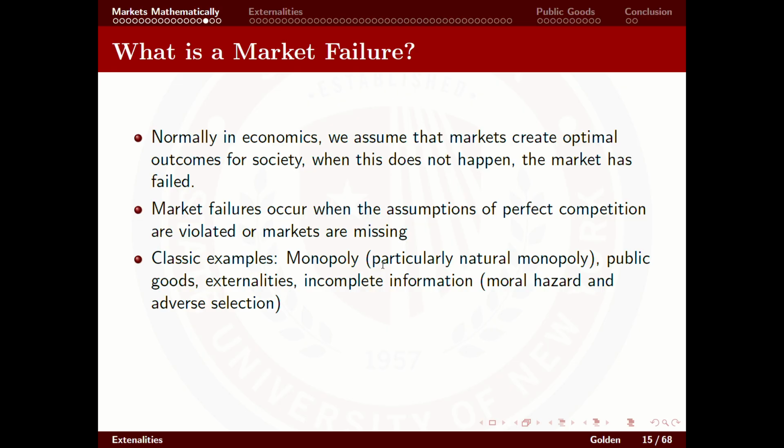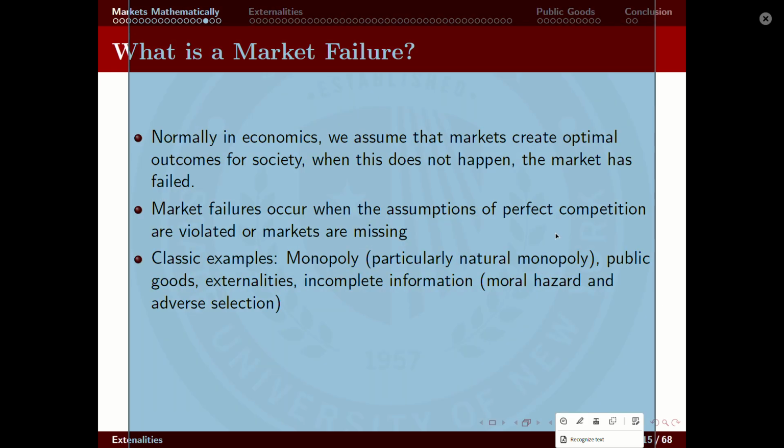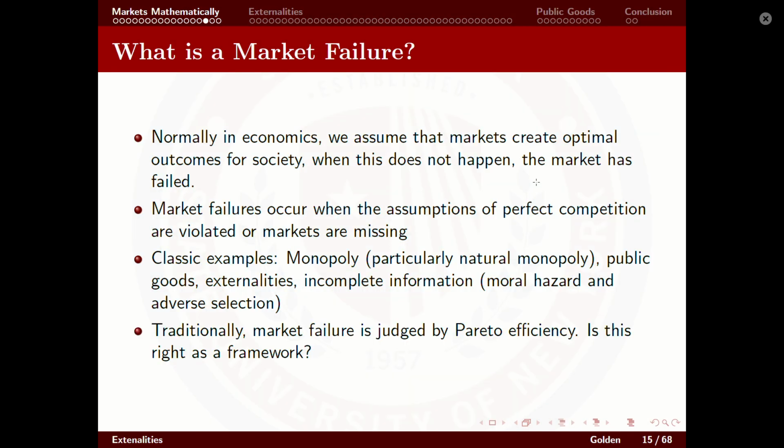So market failure occurs when the assumptions of perfect competition are violated or markets are missing. Classic examples: monopoly violates the assumption of many players. Public goods, which we'll talk about later, violate the assumption, alongside externalities, that the benefits of a good only accrue to one individual. Incomplete information, which we'll also talk about in this class.